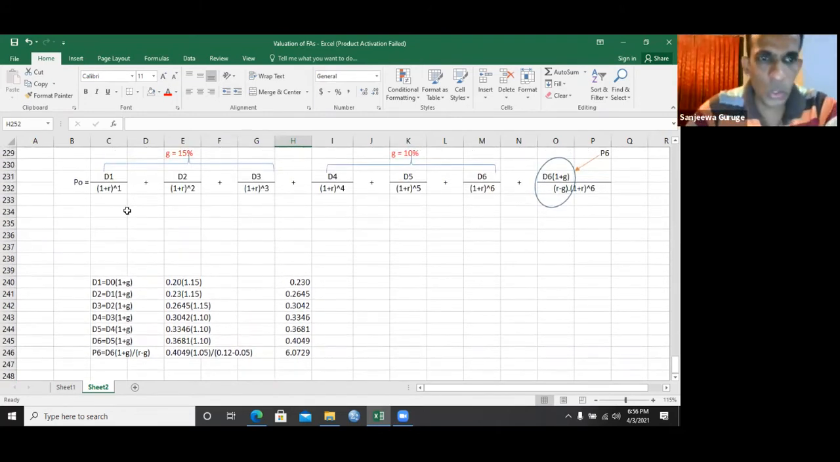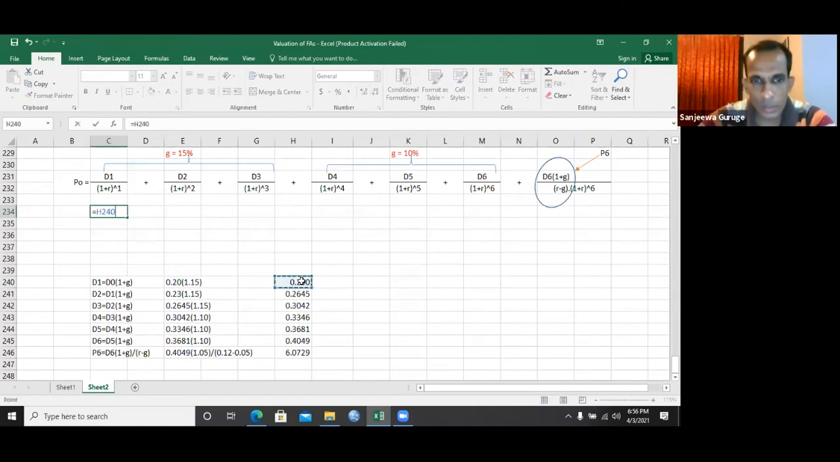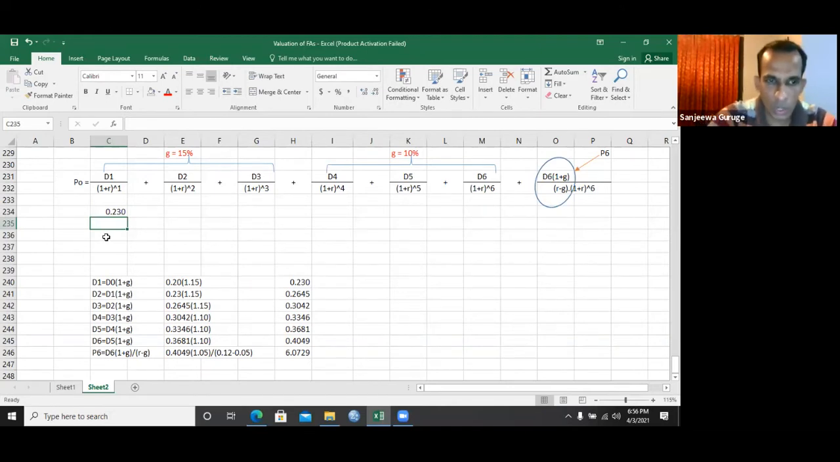Now we need to discount. We have to discount 0.23 at 12% for 1 year, that is 1.12 to the power 1.